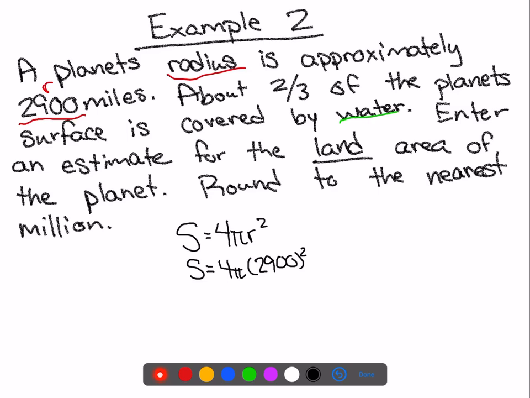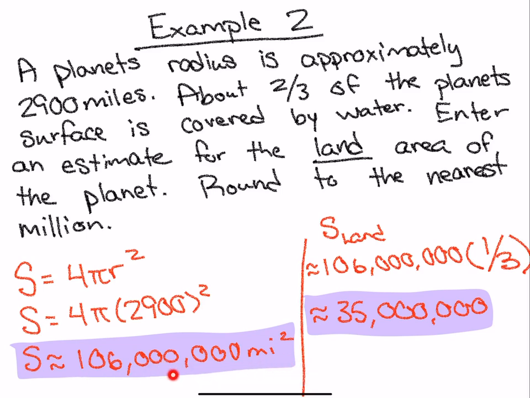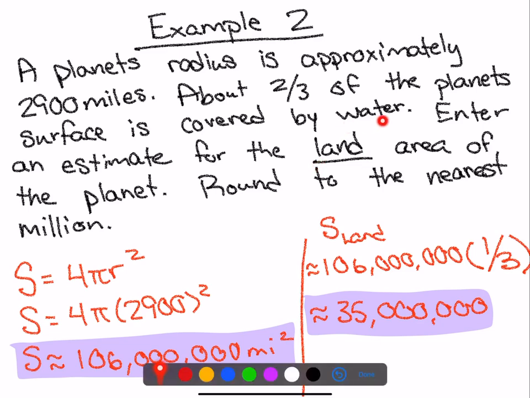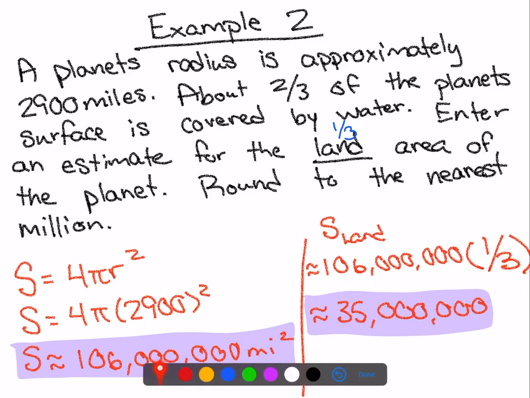Now if we enter that into our calculator, 2,900 squared will equal 84,100,000. And then if I multiply that by 4, we end up with 106 million miles squared. Now, again, we're looking for land. We have water. So if 2/3 of the surface is water, that means that 1/3 is land. Well, if I multiply our surface area that we just found for the planet by 1/3, we'll find out that we have about 35 million miles squared of land.